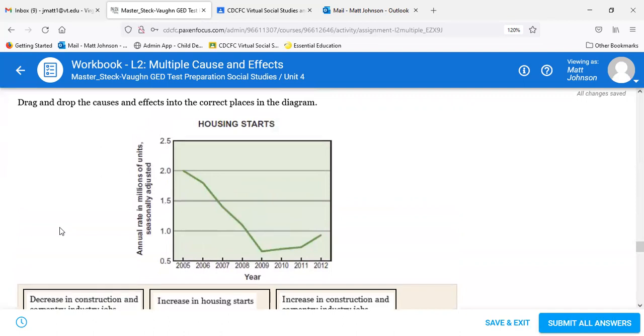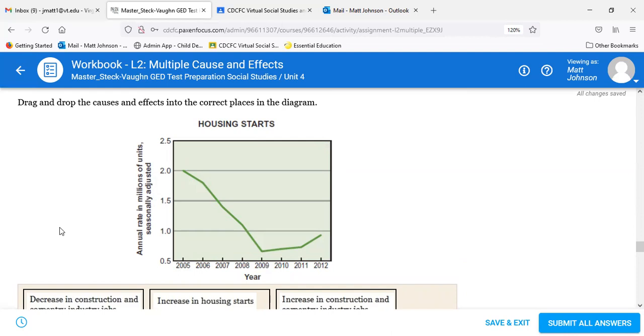Our graph, right? Housing starts. So our y-axis shows annual rates in millions of units, seasonally adjusted. So annual rate, millions of units. So when it says 2, that's 2 million new housing starts in the year 2005.